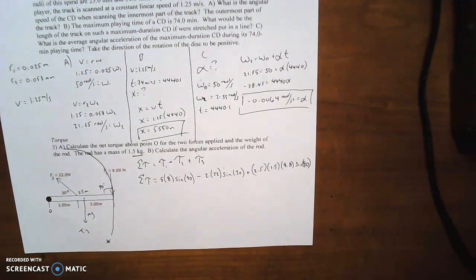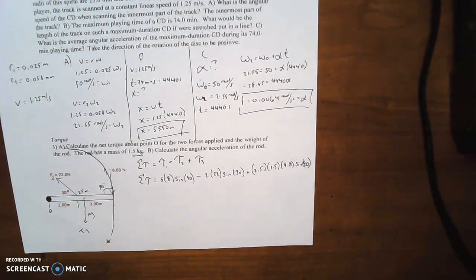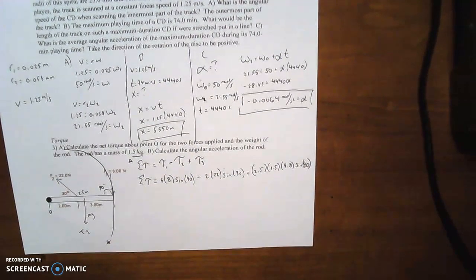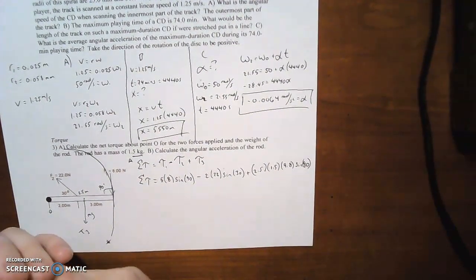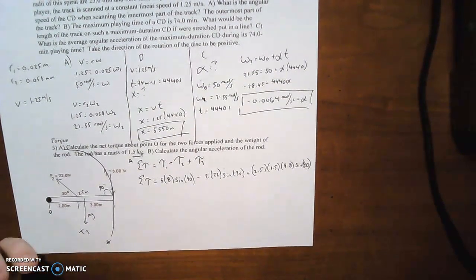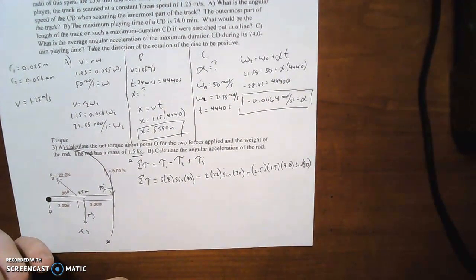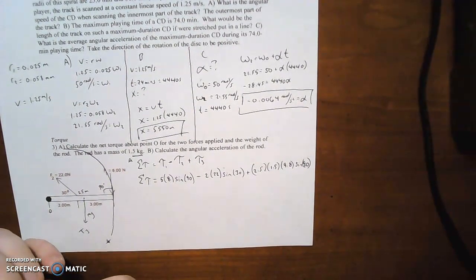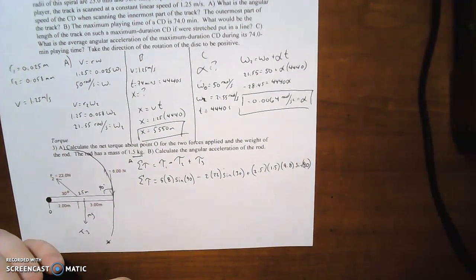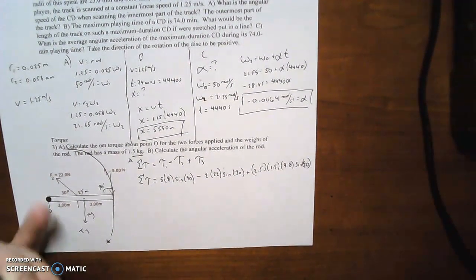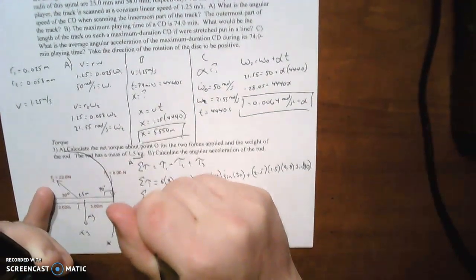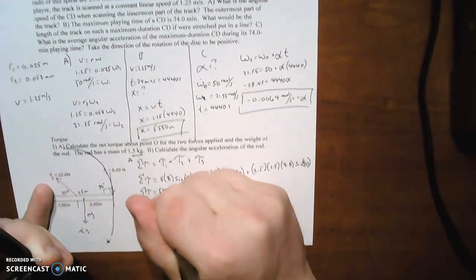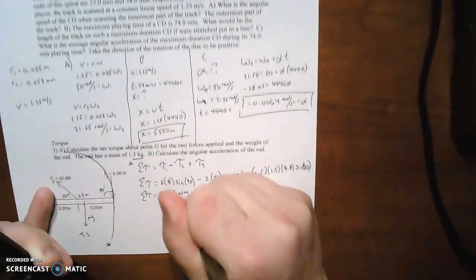So for this part, all we really need to do is evaluate this, and that should do the trick for letter A. So let's add all this together. We have 5 times 8 times sine 90, minus 2 times 22 times sine 30, plus 2.5 times 1.5 times 9.8 times sine 90. And we wind up with a net torque of 54.75 newton meters.